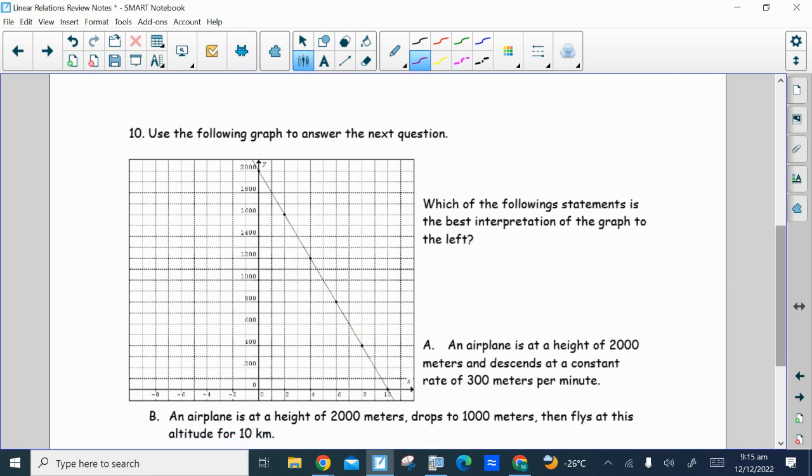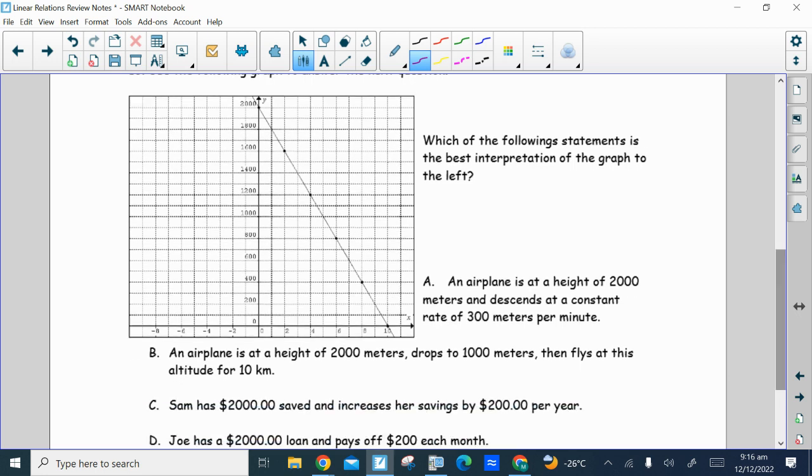Number 10, use the graph to answer the next question. Which of the following statements is the best interpretation of the graph to the left? So look at the 4 statements. We want to know which one is the best interpretation. The first statement says that an airplane is at a height of 2,000 meters and descends at a constant rate of 300 meters per minute. So the first part of this statement is correct for the graph because it starts at (0, 2,000), the y-intercept.